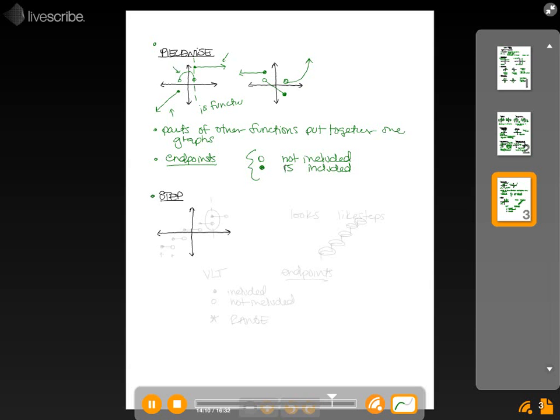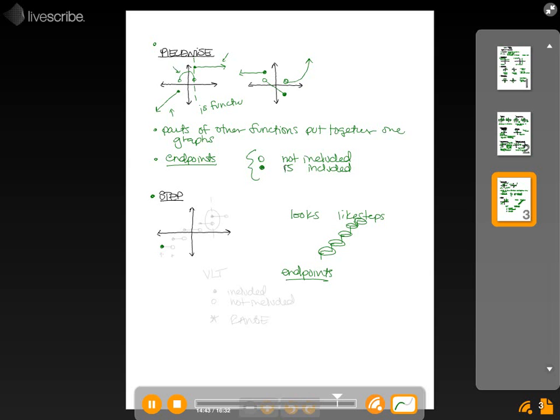Now the last one we're going to talk about is a step function, and a step function is a specific type of piecewise function. It looks like steps. That's how it gets its name. Steps look like this. A step function looks very similar. We only use the horizontal pieces of the steps though. So we're only going to take parts of horizontal constant functions. And we have to pay attention to our endpoints when we do this.